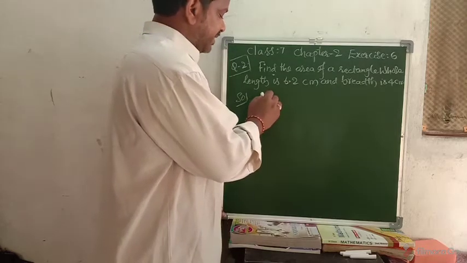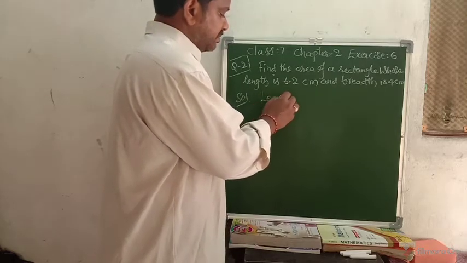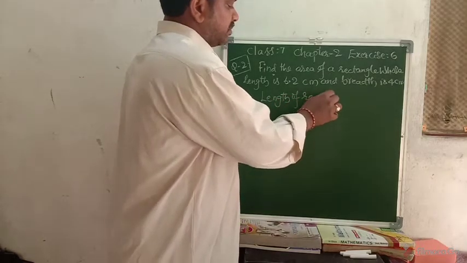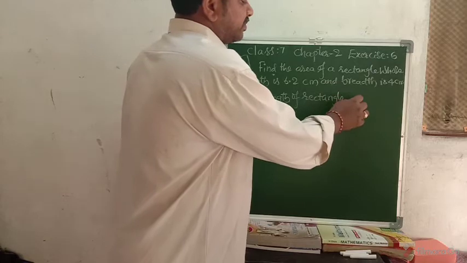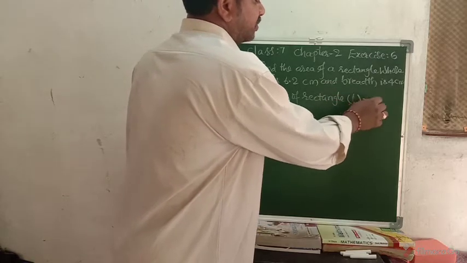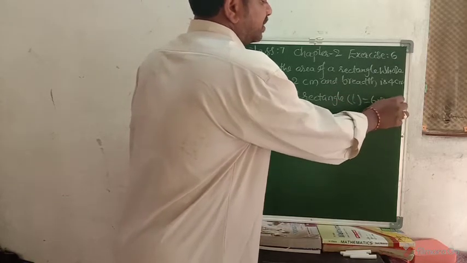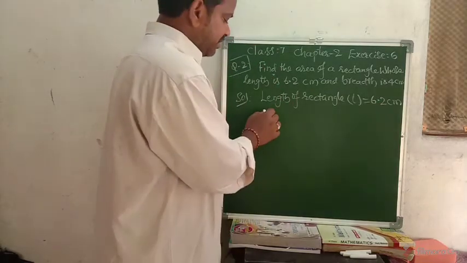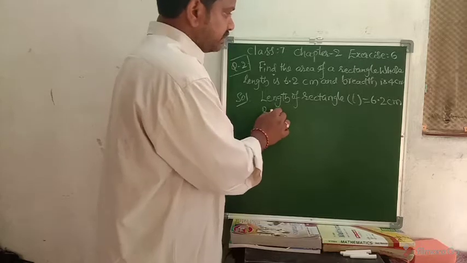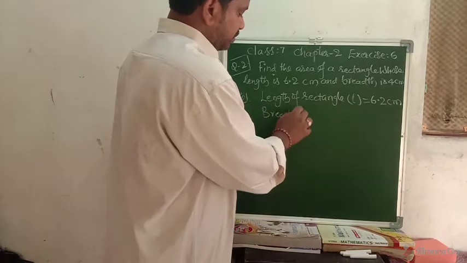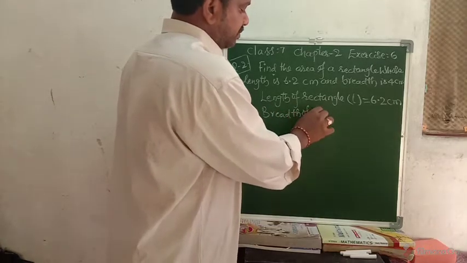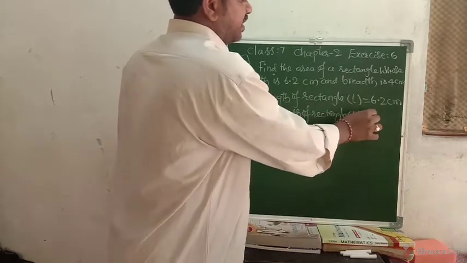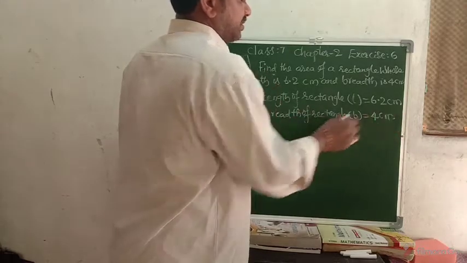Find the area of a rectangle whose length is 6.2 centimeters and breadth is 4 centimeters. Whatever the information is given in the question, we have to write now. The solution: length of rectangle, L is equal to 6.2 centimeters. So write the breadth of rectangle. Then B is equal to 4 centimeters.